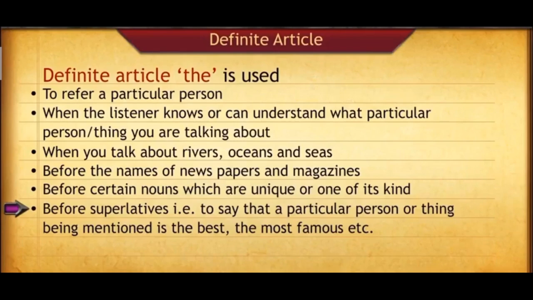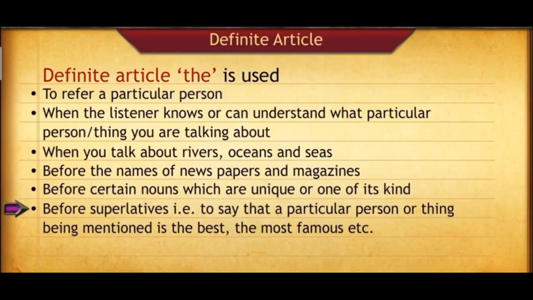Two. When the listener knows or can understand what particular person or thing you are talking about. Same as in the first example. When I'm talking to someone and when I'm saying, remember the person who came in here yesterday, I'm talking about him. That means the person we are talking to should also know who I am talking about. That means if I say remember the man who came in yesterday, he should also know who came yesterday. Only then we can use the definite article with that person.